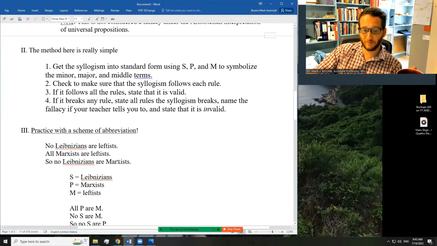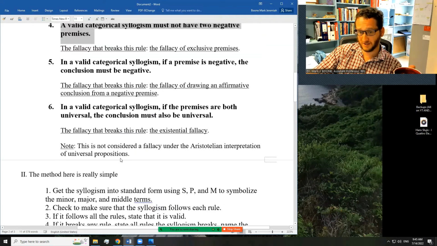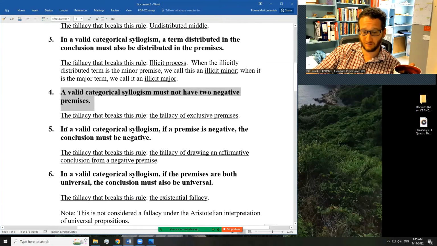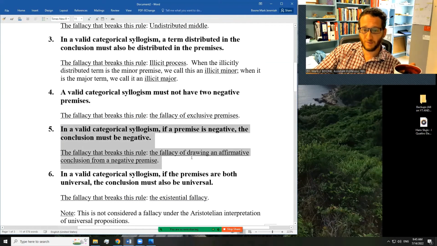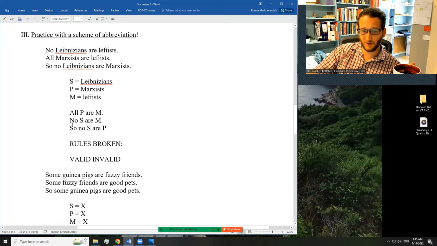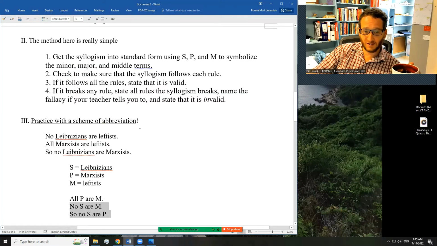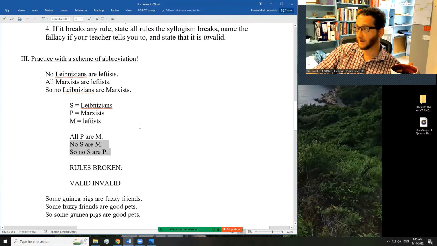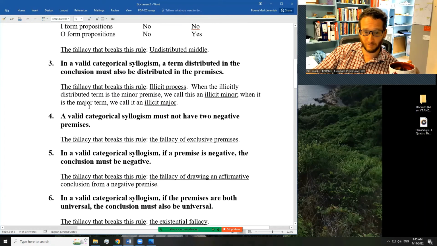Do we have two negative premises? No, our first premise is positive, it's an A. Our second premise is negative. If a premise is negative, the conclusion is negative. We do have a negative premise. So do we have a negative conclusion? Yes, we do. E is the universal negative form of a categorical proposition, and a premise is negative, but so is the conclusion. No problem.